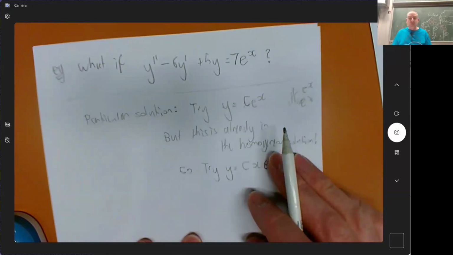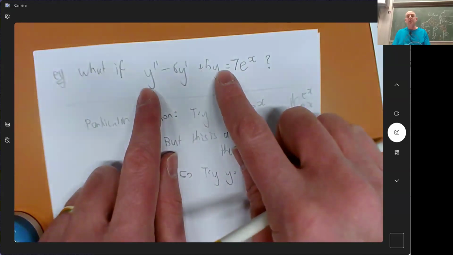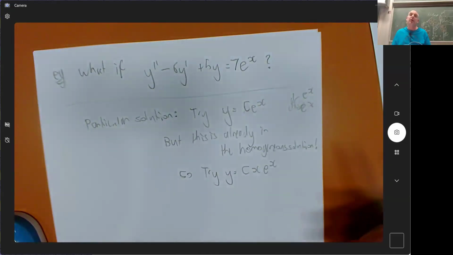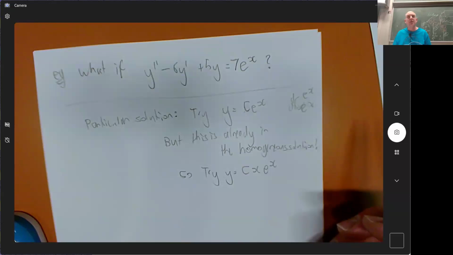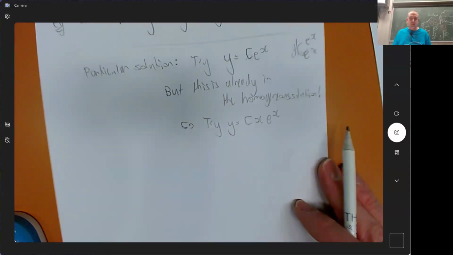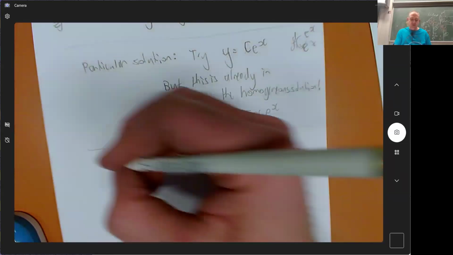And the reason I would have to do that, because I know is if I subbed this into here, it would come out to 0, because that's what the homogeneous solution says. And I don't want it to come out to 0. I want it to come out to 7e to the x. That's the issue. I just want to prove that to you. Ready? This is just an aside.